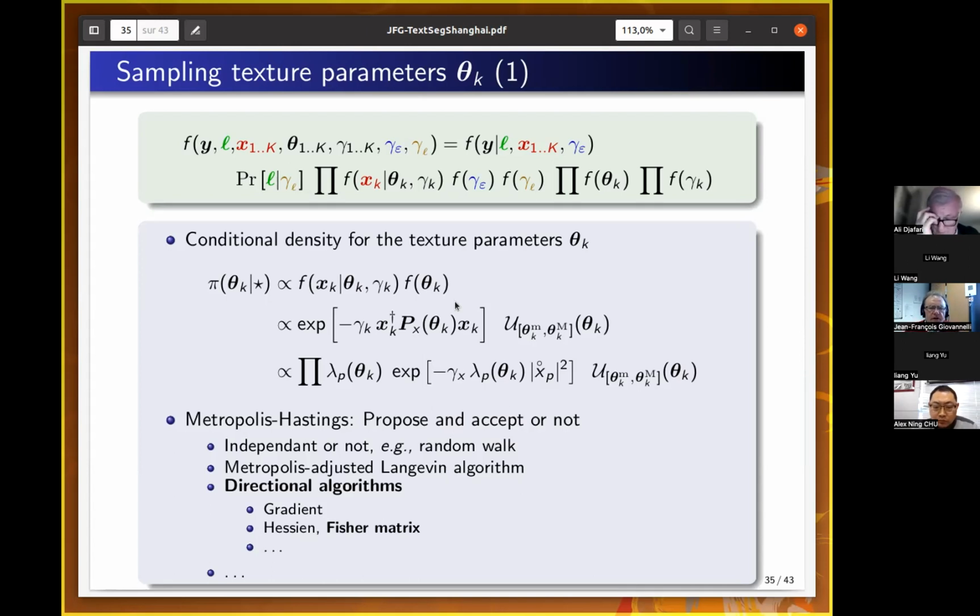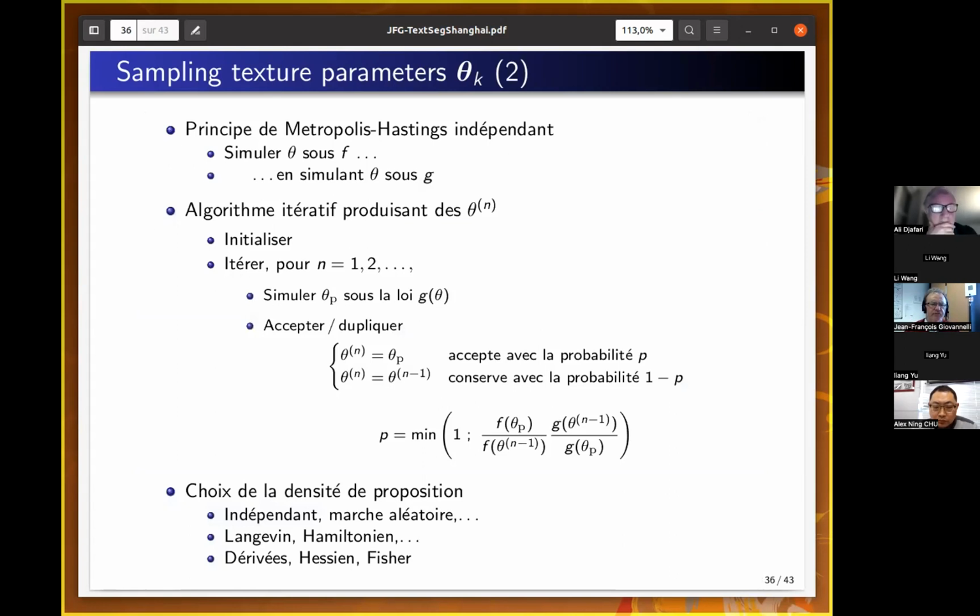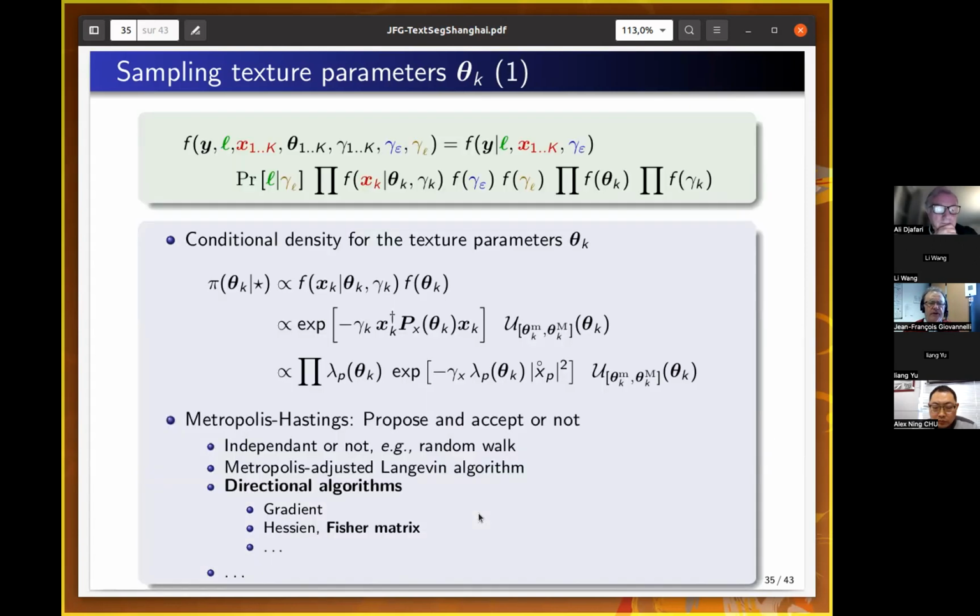The standard, I guess you know about the standard Metropolis-Hastings with a proposal and an acceptance probability. And this proposal is very important because depending on the proposal, we will have a low or high acceptance probability and large jumps within the parameter space. We started to use, let's say, a standard random walk, and then we had a lot of rejection and a very slow algorithm. And then we turned to these directional algorithms.